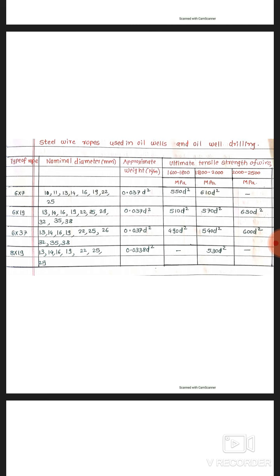The fourth type of rope is 8 by 19, and the nominal diameter becomes 13 mm, 14, 16, 19, 22, 25, 29. Approximate weight becomes 0.0338 d square. And here for stress between 1800 to 2000 MPa, the ultimate tensile strength becomes 530 times d square.